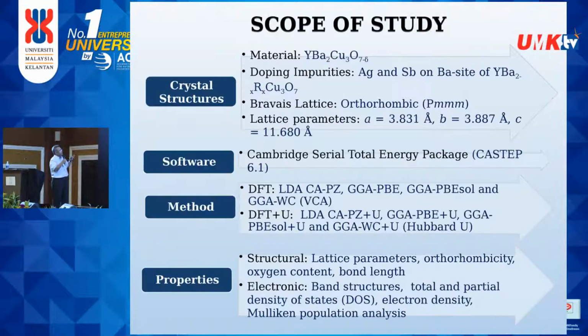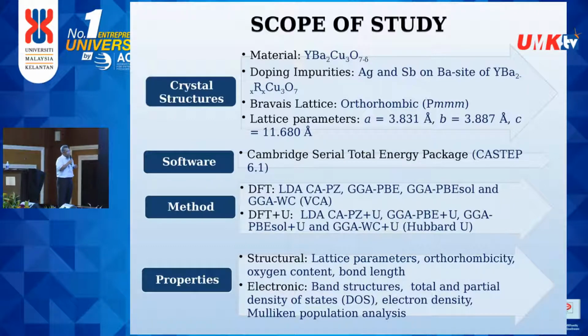So the scope of study: first, this is the crystal structure of YBCO. We use silver and antimony on the barium site, and the structure is orthorhombic. The lattice parameters: a is equal to 3.831 angstrom, b is equal to 3.87, so a is not equal to b because it is orthorhombic, and c is 11.68 angstrom. The software we use is the CASTEP method. We use DFT, LDA CA-PZ, GGA-PBE, GGA-PBEsol, and GGA-WC. And also for DFT plus U, we use it with some correction of U.